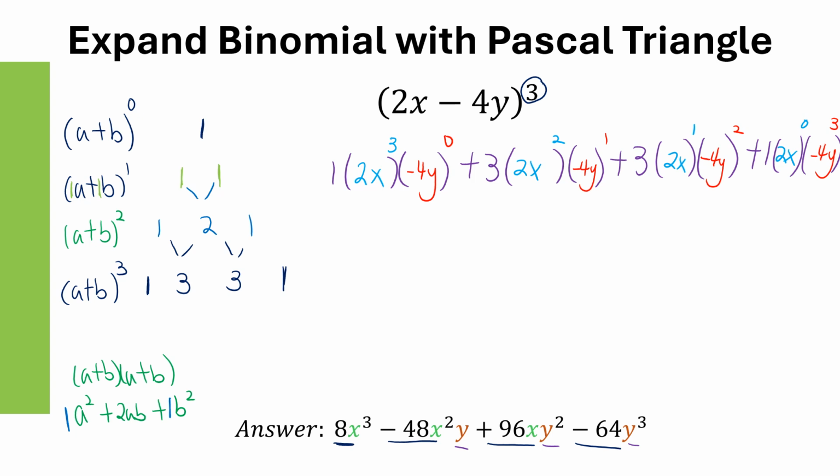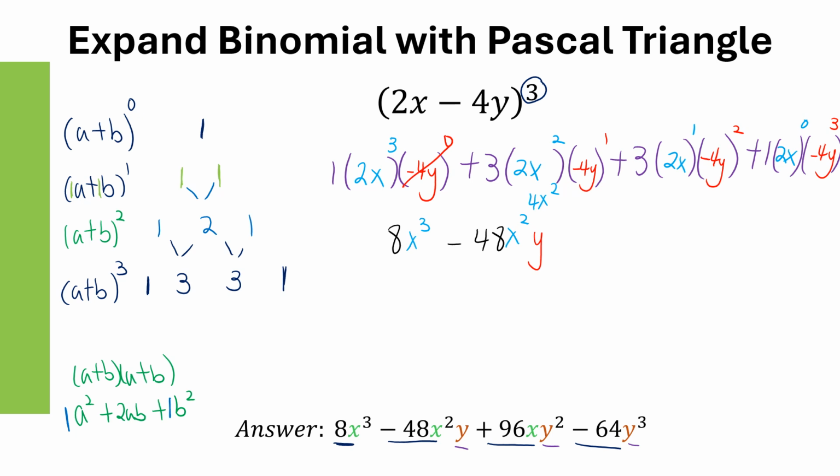So now we just have to simplify each term. Negative 4y raised to 0, we know that's going to be 1. 1 times 1 is 1. So the first term we have is 2 raised to the third power, which is 8, and then x to the third power. For the second term, we have 2 squared, which is 4. So we have 4x squared here. Now we just multiply the numbers. 3 times 4 is 12 times negative 4. That's going to give us negative 48. And then we have x squared, and then just y.